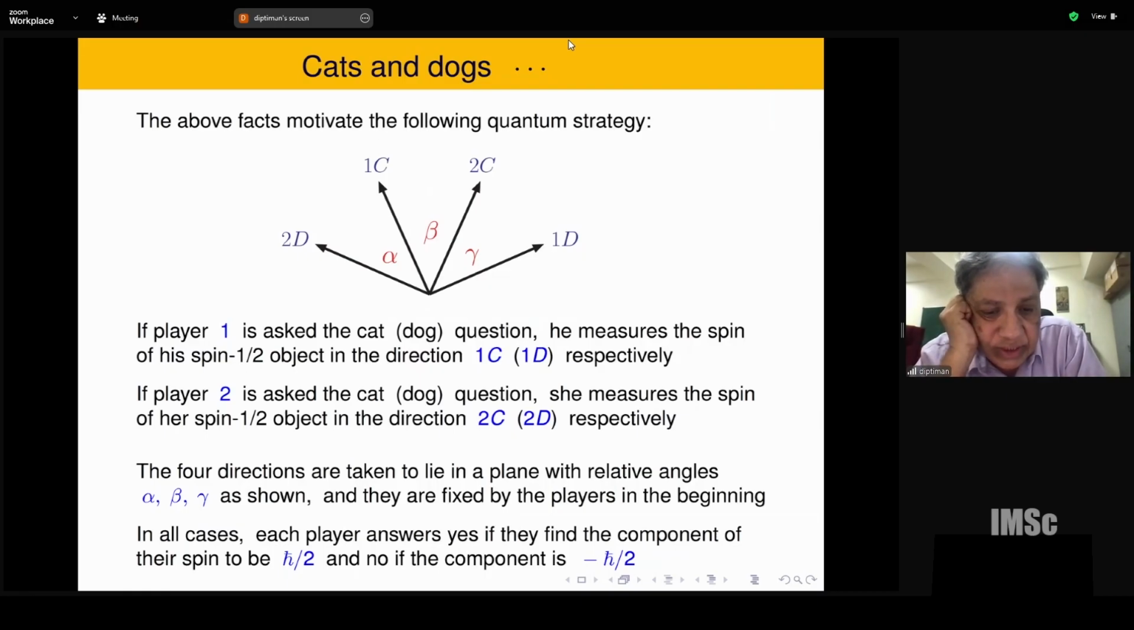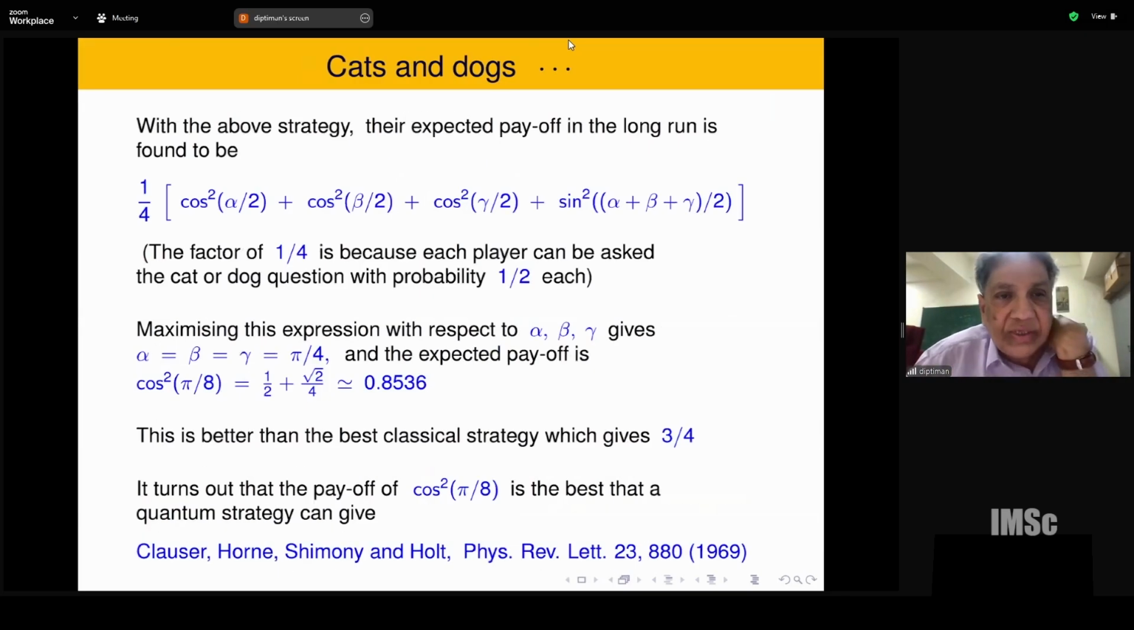So we take these 4 directions to lie in a plane with the relative angles alpha, beta, gamma, and they're fixed by the players in the beginning. And we'll see how they have to be fixed in the next slide. Now, in all cases, the player answers yes if they find the component of the spin to be plus h cross by 2, and no if the component is minus h cross by 2. Okay, so with this above strategy, you can show that their expected payoff in the long run is as follows.